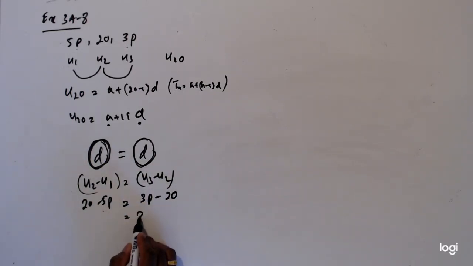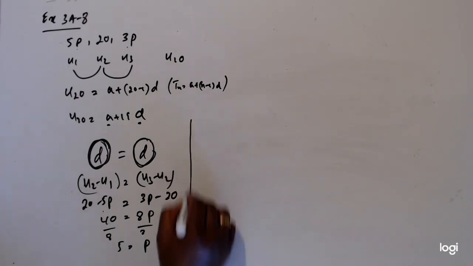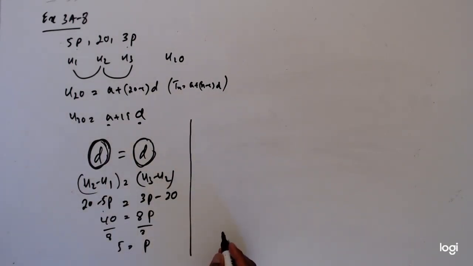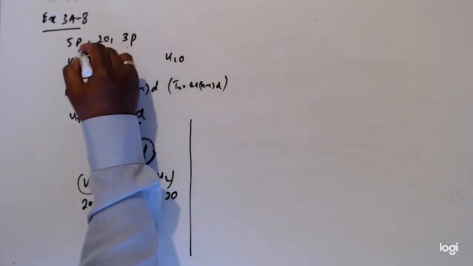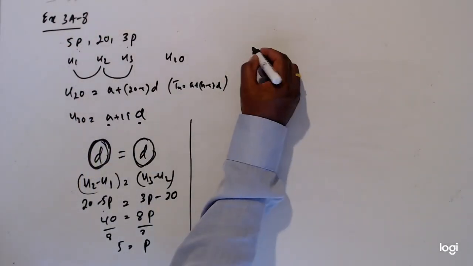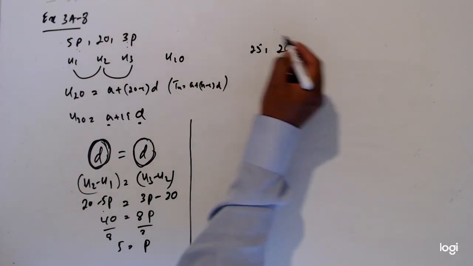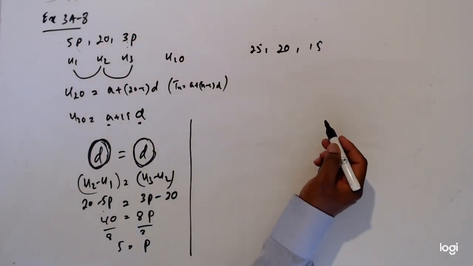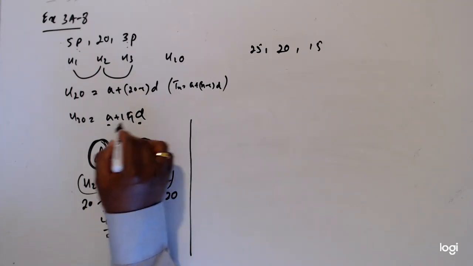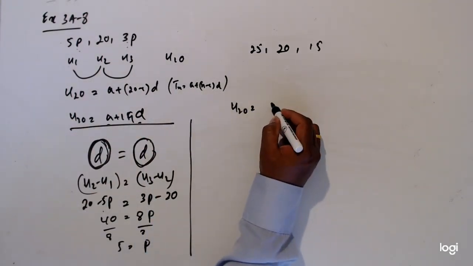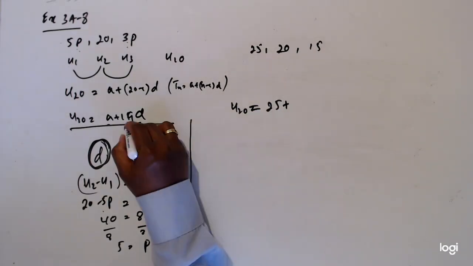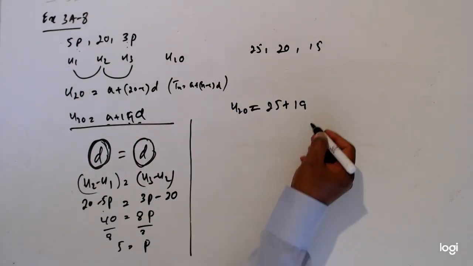So this is going to be 8p. I'll bring this over and it is 40. And divide by 8. p is 5. Now I know the p value is 5. Then I can write the terms again. 5 times 5, 25. 20, and this is 15, 3 times 5, 15.